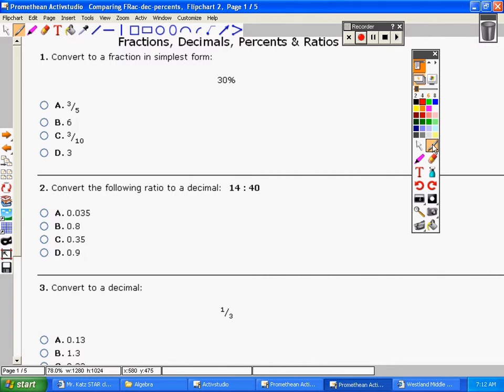Boys and girls, this is going to help you on fractions, decimals, and percents. First problem, it's saying convert to a fraction. So you're taking a percent and you're going to convert it to a fraction. This is very easy. First thing you're going to have to do is just remember that anytime you have a percent, that's a fraction. It's the percent over 100.